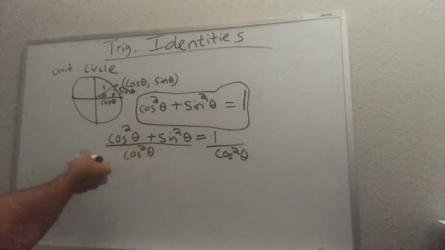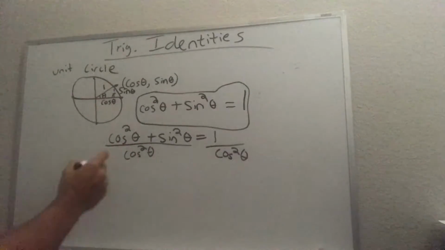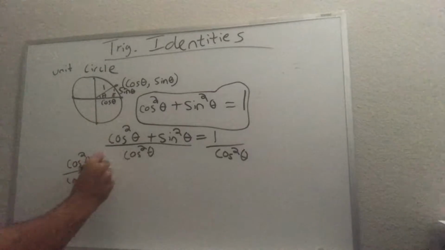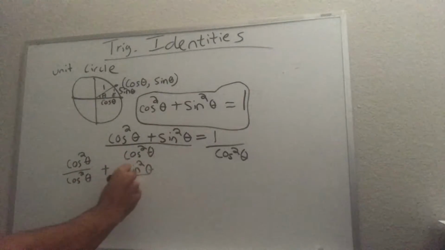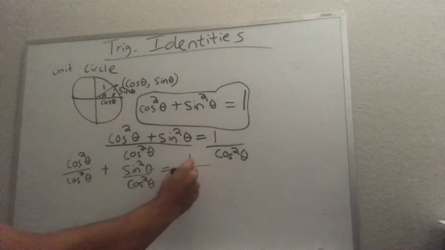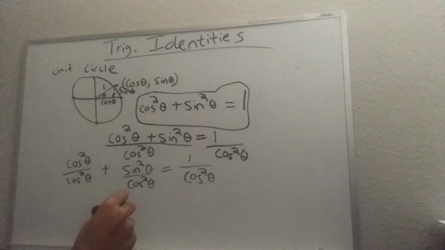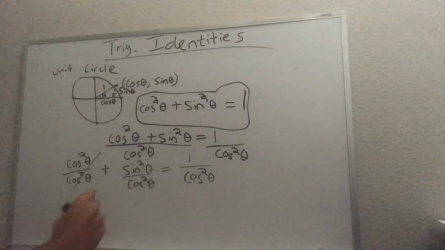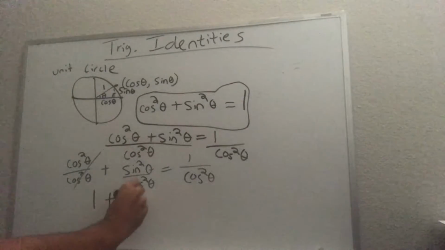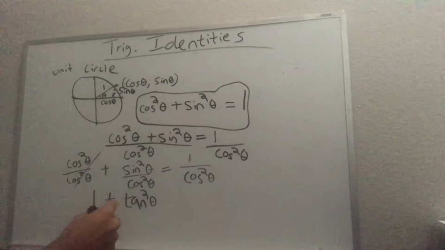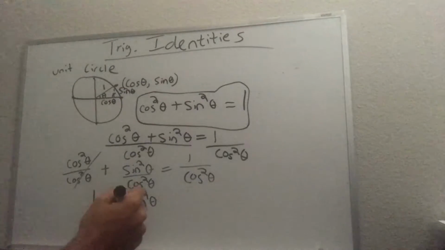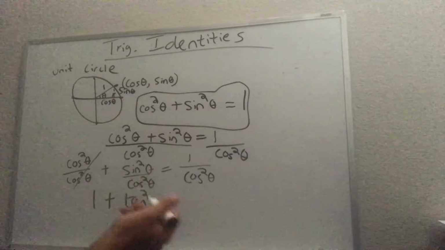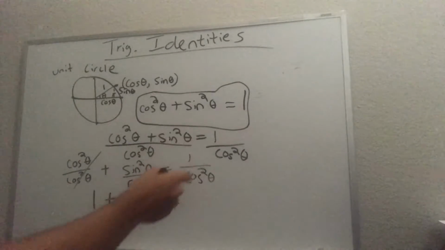Because this is over the entire denominator, you can split this into two fractions. You can write this as cosine squared theta over cosine squared theta plus sine squared theta over cosine squared theta is equal to 1 over cosine squared theta. Cosine squared theta over cosine squared theta is just 1, so we can write this as 1. Sine squared theta divided by cosine squared theta is tangent squared theta. If you got confused there, you can write this as sine theta over cosine theta times sine theta over cosine theta. Sine theta over cosine theta is just tangent theta, and multiplying that by tangent theta gives tangent squared theta. And that should give you 1 over cosine squared theta.